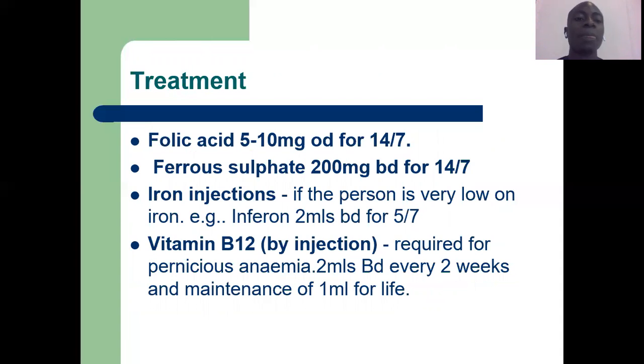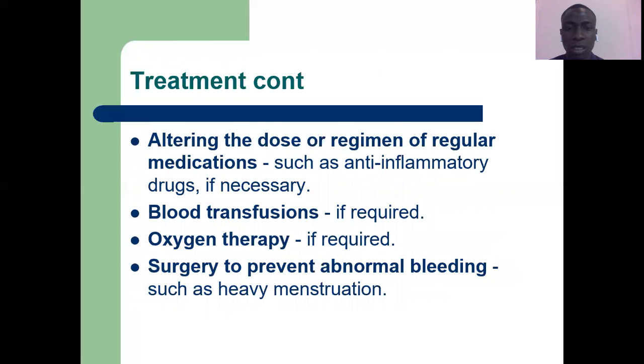Treatment includes giving folic acid 5 to 10 milligrams OD for 14 days. Ferrous sulfate, you give 200 milligrams BD for 14 days as well. Iron injection, if a person is very low, you can give Imferon 2 ml BD for 5 days. Vitamin B12 is required when somebody has pernicious anemia. You can give 2 mg BD for every 2 weeks and a maintenance of 1 mg for life.